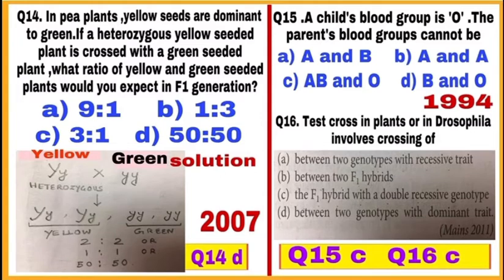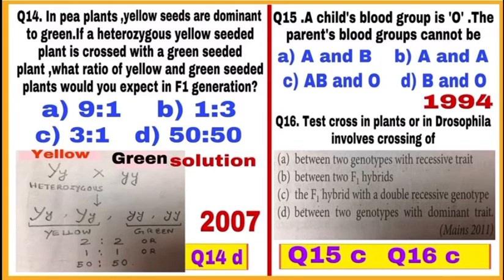Mark D. Question 15. A child's blood group is O. The parents' blood groups cannot be. If the child's blood group is O, then the parents' blood groups cannot be AB and O, because in this case the child's blood group will be either A or B, but cannot be O, because the parent with AB blood group does not have the small i allele. So the correct option is C. Mark C.